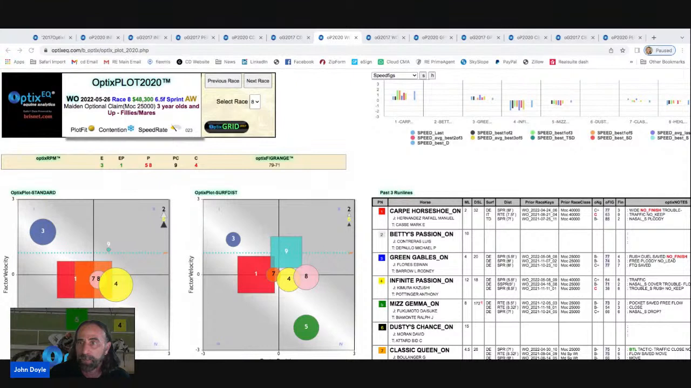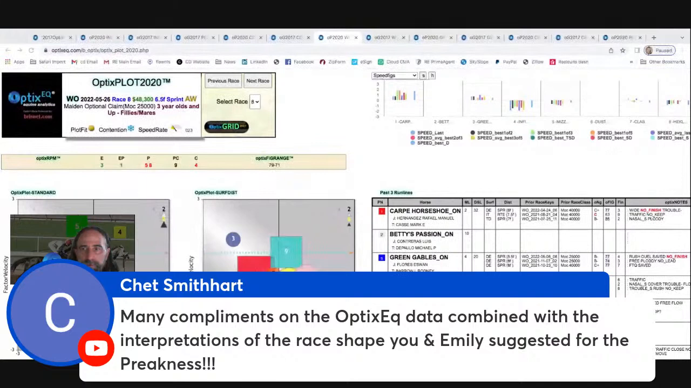Many compliments on the OptixEQ data combined with the interpretation of the race shape. So thank you, Jet. Maybe show that so you can see it. Yeah, I think we did pretty good.